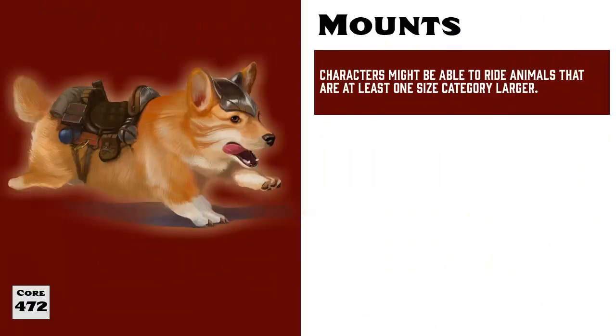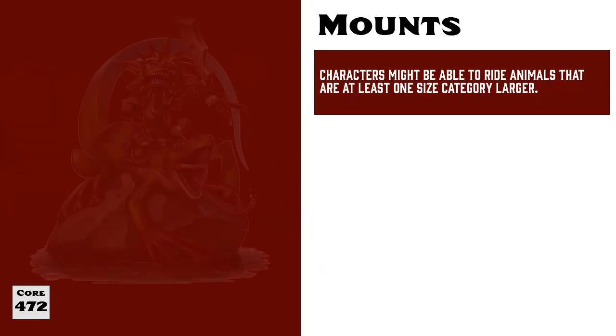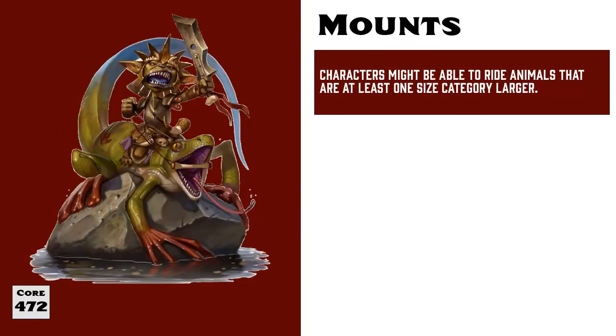If an animal is at least one size category larger than you, you might be able to ride it into combat. Horses are the most commonly thought of mount, but in Pathfinder, mounts run a far wider range of animals. Halflings might ride atop large dogs, or goblins might ride geckos into battle.